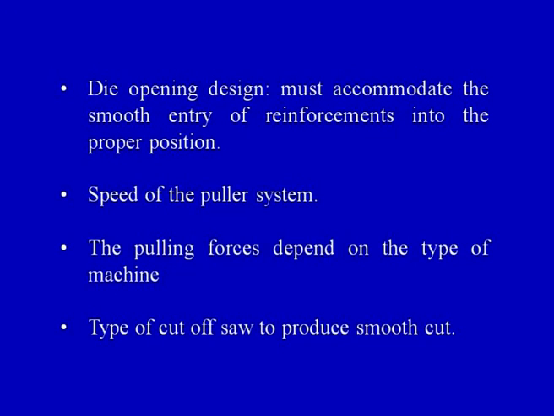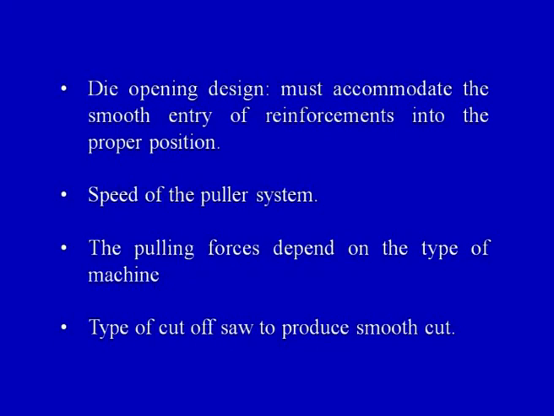The speed of the puller system has to be designed properly so that we get a final pultruded profile which is having the desired shape as per the design requirements. The pulling forces depend upon the type of the machine being used and the type of the pulling mechanism being employed to pull the final product out of the heated die. Also the type of cutoff saw, there are different types of cutoff saws available, so we have to judiciously select the type of cutoff saw for the particular application.